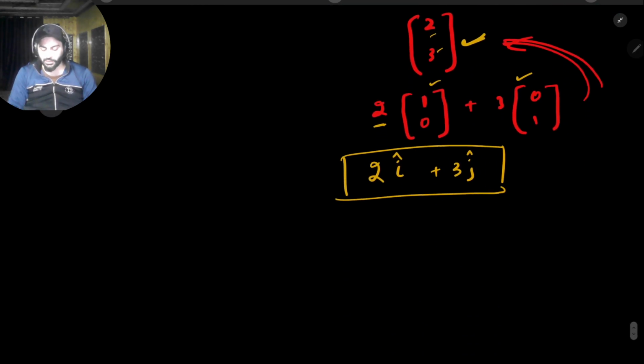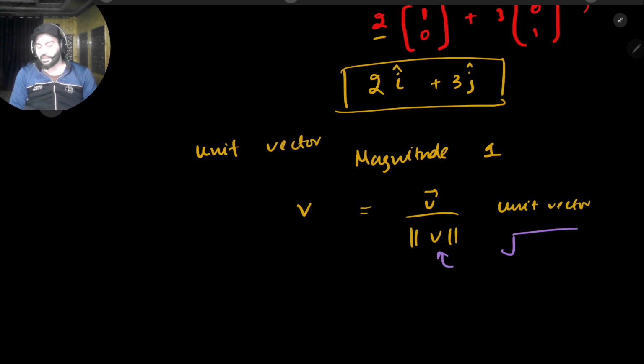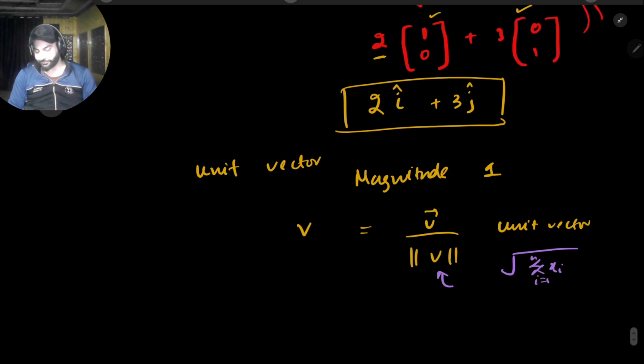There is a concept called the unit vector. A unit vector has a direction and its magnitude is, sorry, not 0, its magnitude is 1 unit. If you have a vector v, to get the unit vector you just divide v by the norm of v, basically the magnitude of v. I have told you how to compute the norm: it is the summation of x_i squared, i goes from 1 to n, and then the square root. This is how you compute the norm. So this is the unit vector.